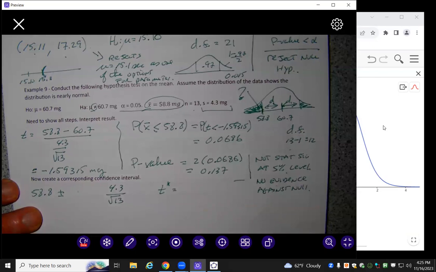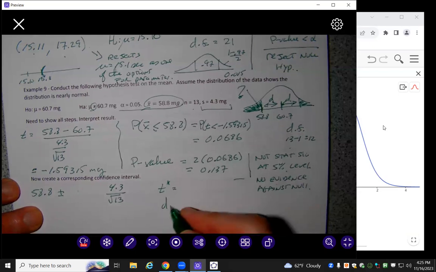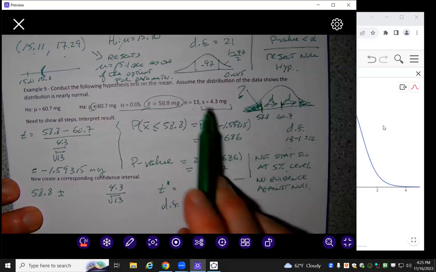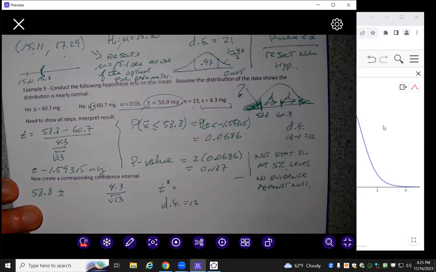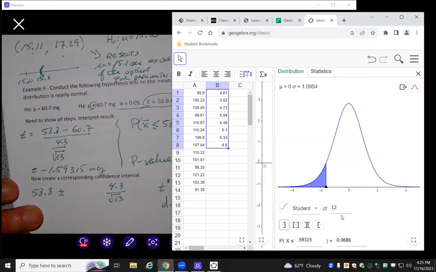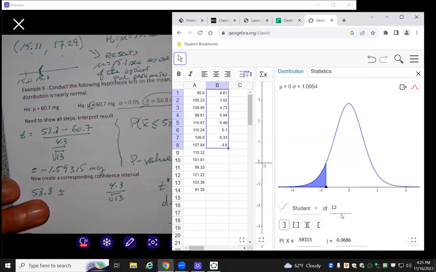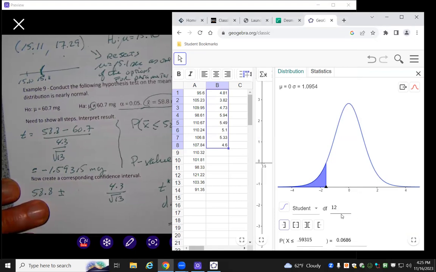To do that, I need to again remind myself, what are my degrees of freedom? Degrees of freedom is 13 minus 1. Degrees of freedom is 12. So of course, that one's already set up here, 12 degrees of freedom. And I've got to remind myself, what am I after? There are a lot of things to remind yourself of. So I'm looking for 0.95. So this area is going to be 1 minus 0.95.